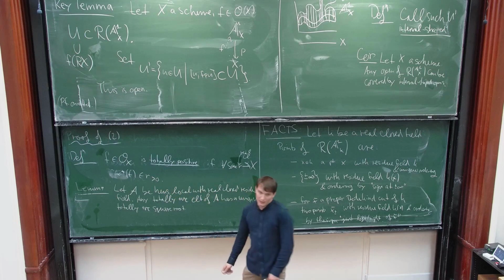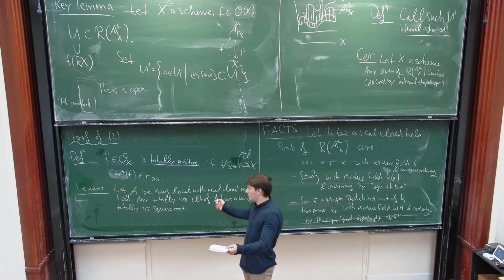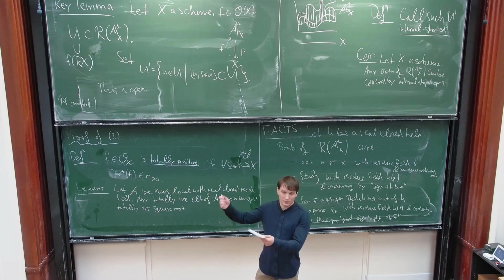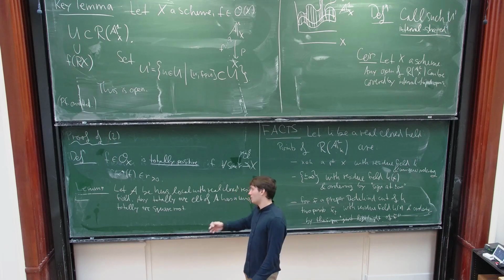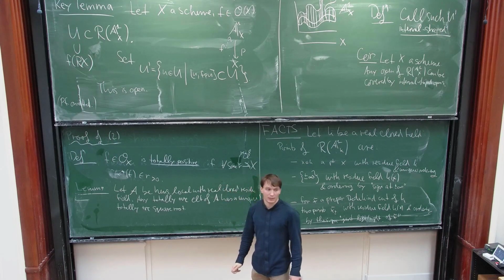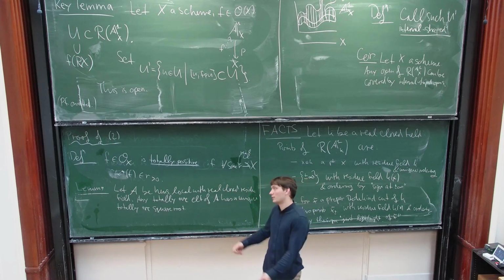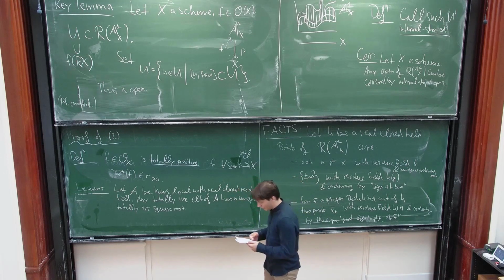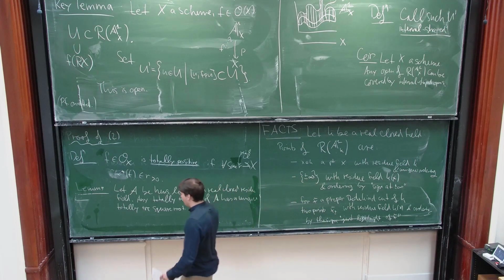Okay, this is fairly straightforward. In the residue field, it's positive, so it has a square root, and then you can always lift because of the Henselian property, and then you need a little bit of argument for the uniqueness, and that you can choose it to be totally positive and so on, but it's fairly elementary. And so why do I care about this?